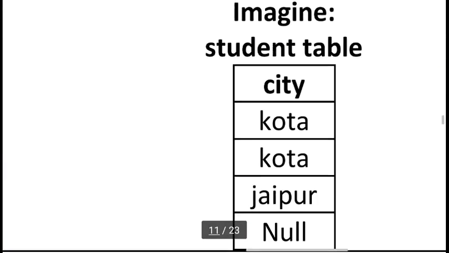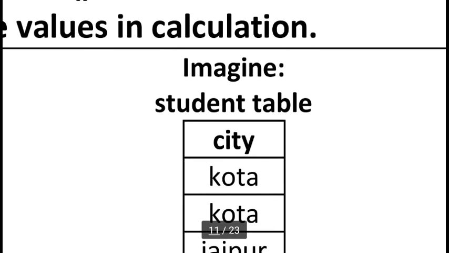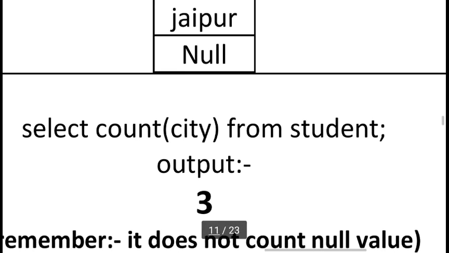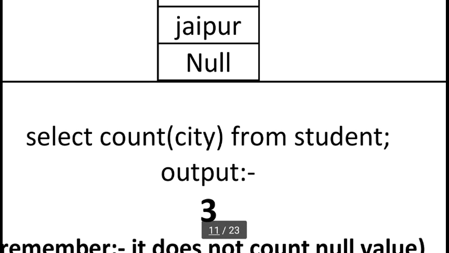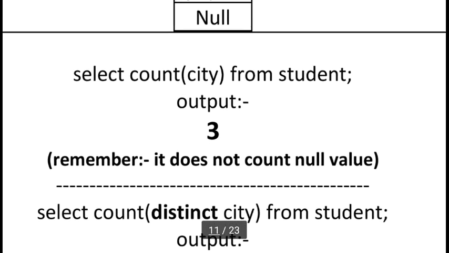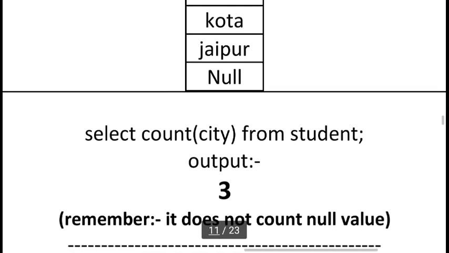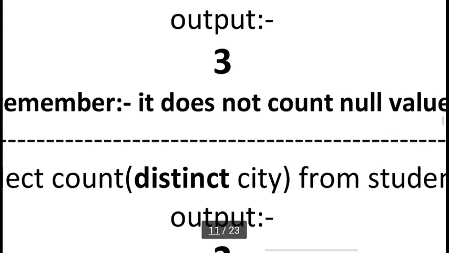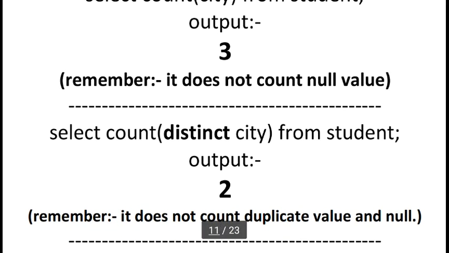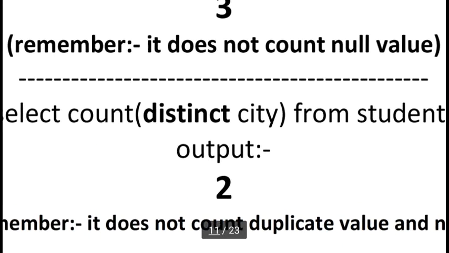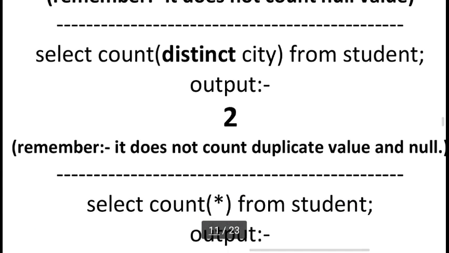Another example is a character-oriented result. Suppose in the student table the cities are Kota, Kota, Jaipur and null. Here I am writing COUNT(city) FROM student. It does not count the null value, so only 3 cities come. Suppose you use COUNT(DISTINCT city). Duplicate values will not come, so only Kota and Jaipur, and you can see only 2. It does not count duplicate values and null.